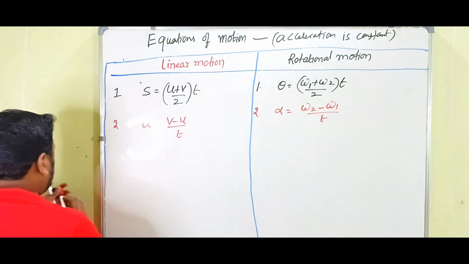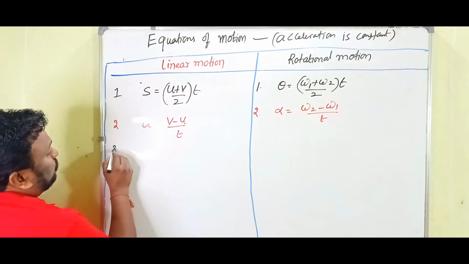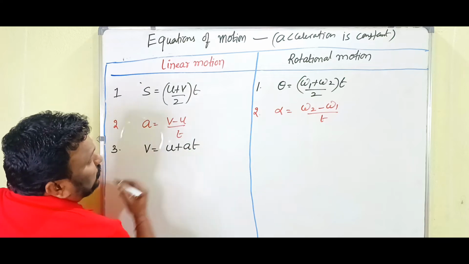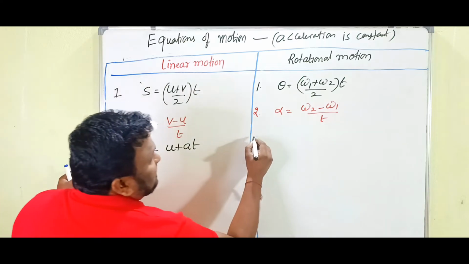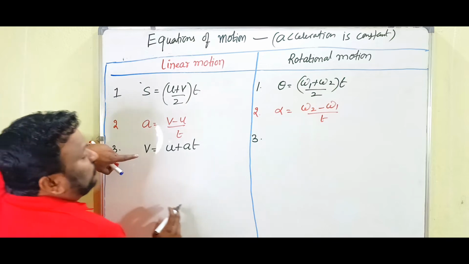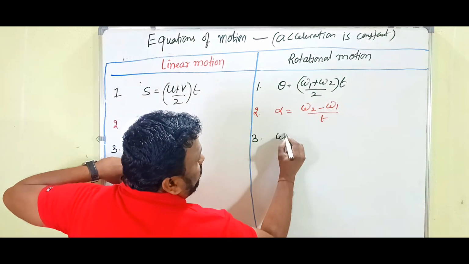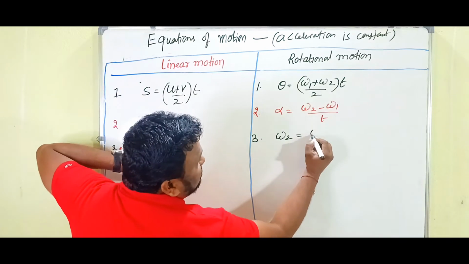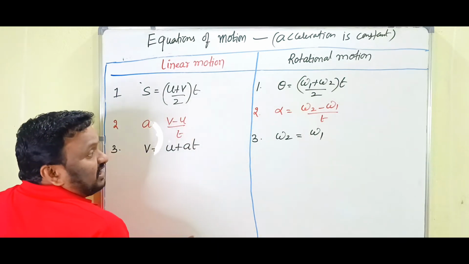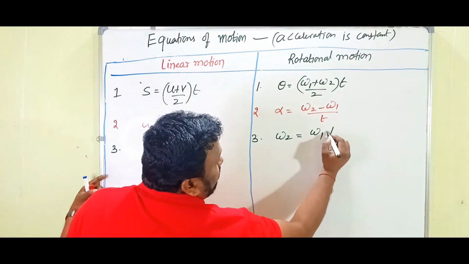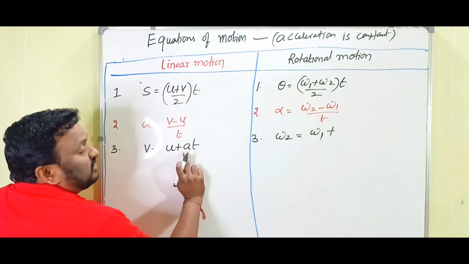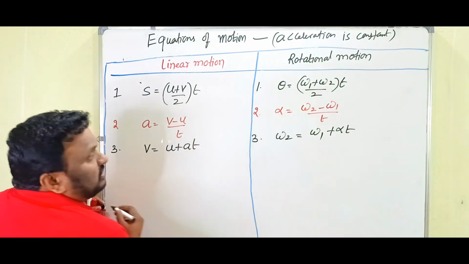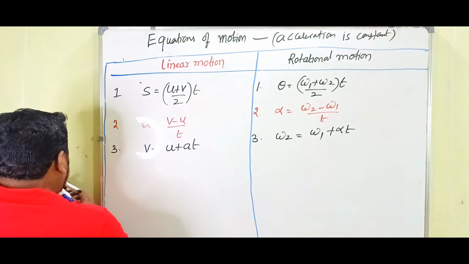Now the third one, what do we know? v = u + at. In this case also we can write the same thing. v means the final velocity, so omega 2 is equal to, and u is the initial velocity, so omega 1 is the initial angular velocity, plus a, which is acceleration, and instead of that, angular acceleration. Clear? So omega 2 = omega 1 + alpha t.